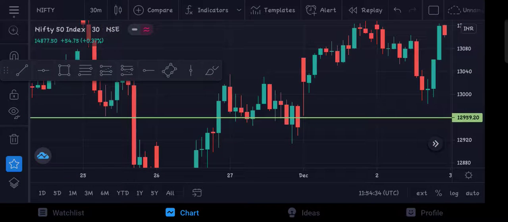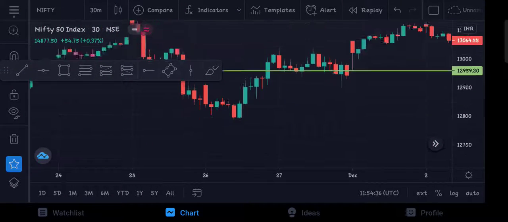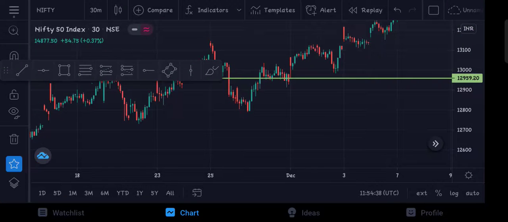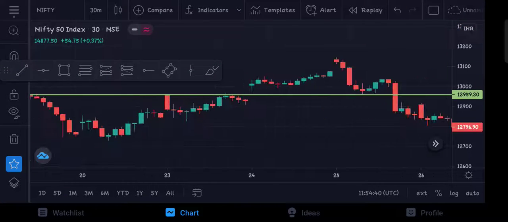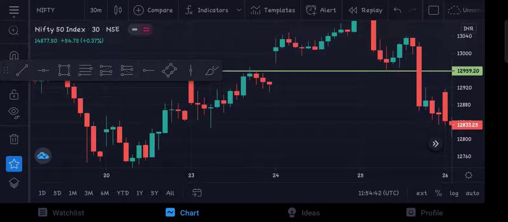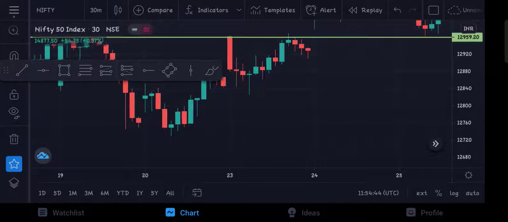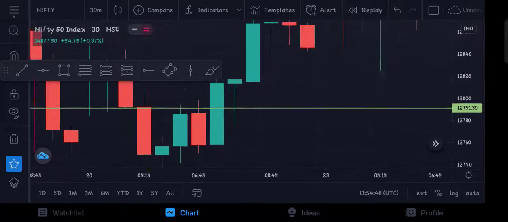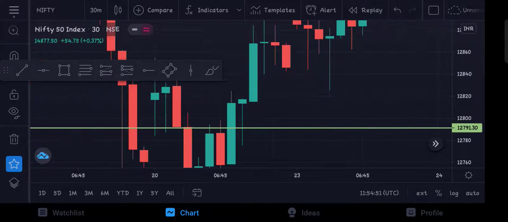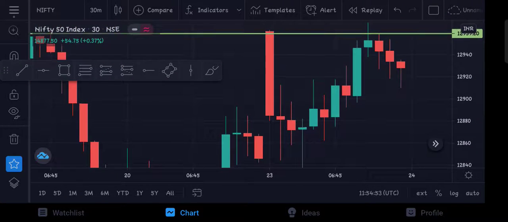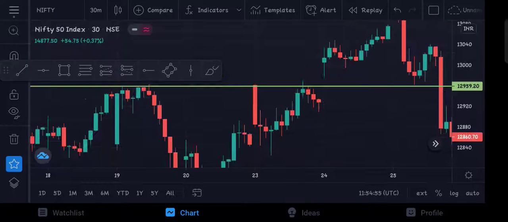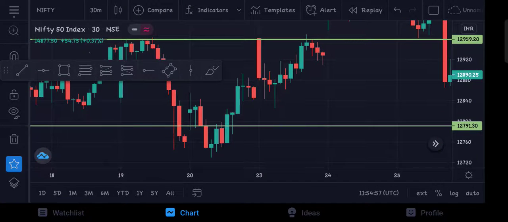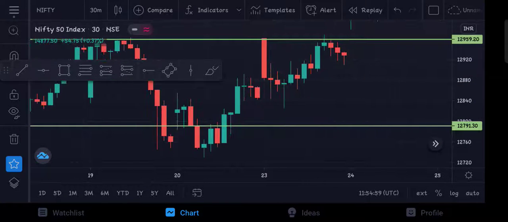Always do them in confluence. So there is a bullish pin bar candle here. If you had an entry here, you could have a decent amount of profit in Nifty 50. So this is all about the bullish pin bar candle.